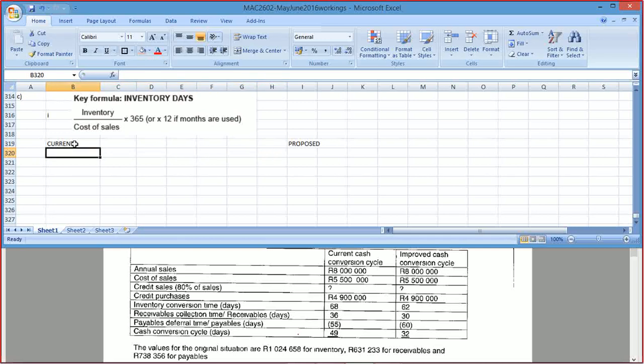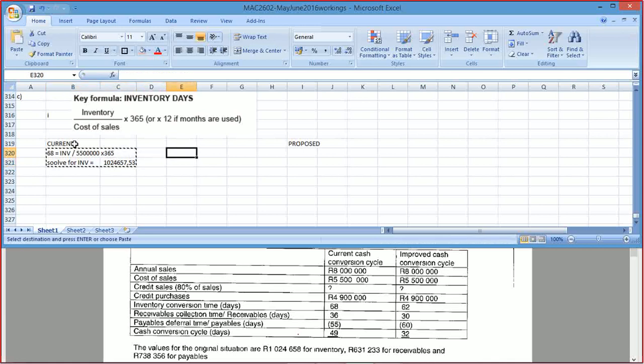Alright, so with the current inventory conversion time of 68 days, 68 equals inventory over cost of sales times 365. Solve for inventory. Inventory is going to be 550,000 divided by 365 times 68. Okay, there's the inventory. Now we've got one figure.